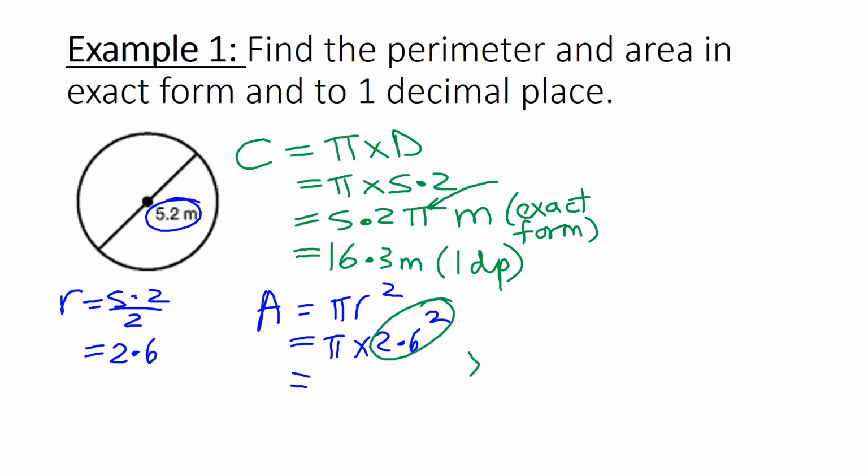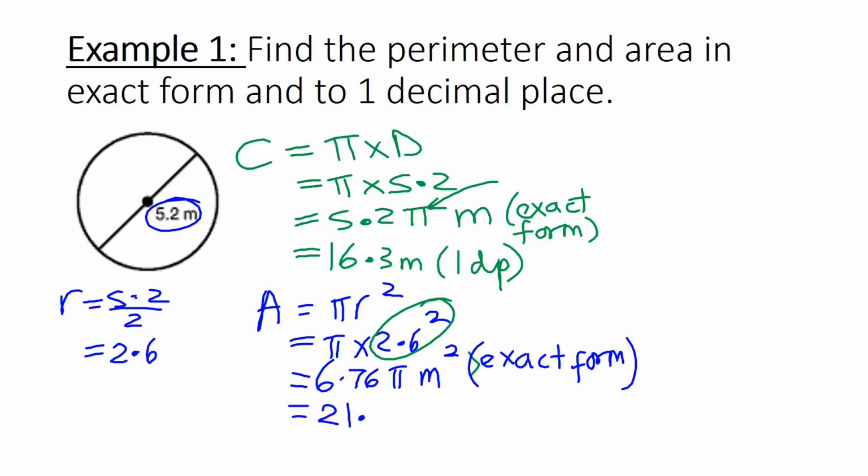Now if I put the 2.6 squared into my calculator, I'll get 6.76 pi, and that's if I'm looking at doing exact form. So that would be 6.76 pi square meters in exact form. But if I put that in my calculator, it'll give me 21.2 square meters to 1 dp. So quite basic examples, and that's the setting out that I would expect you to mirror.